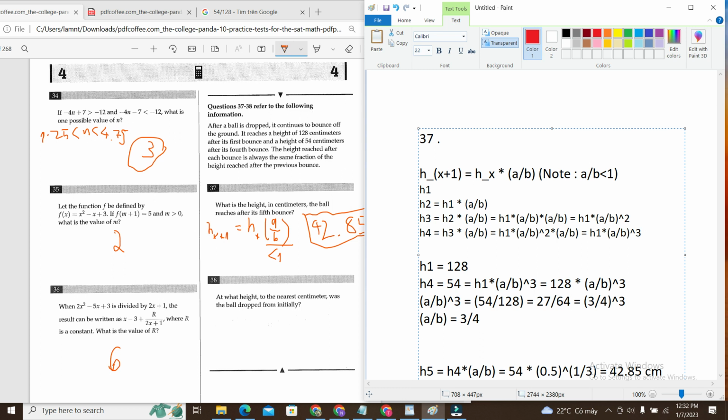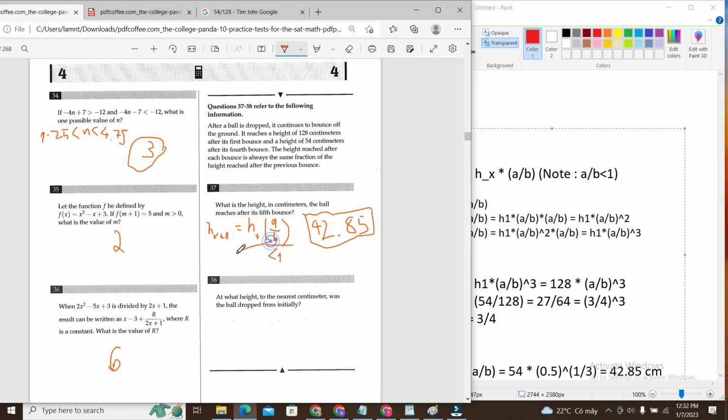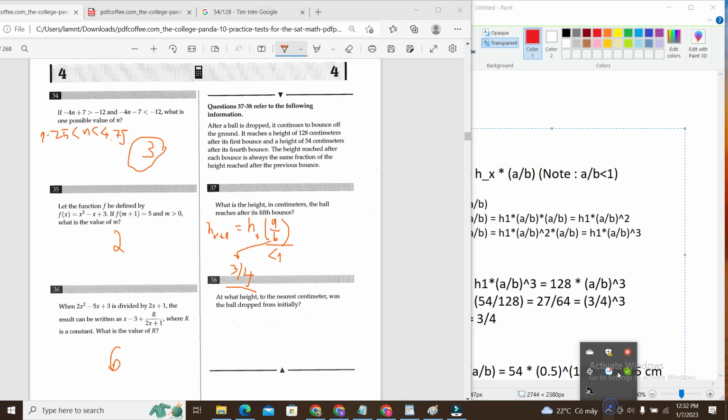Okay, so that's important. And that's less than 1, so we can figure out this a over b is actually 3 over 4. That's a miscalculation from my side, sorry. So therefore the answer here is not correct. Okay, this answer here is not correct. Let me fix it.